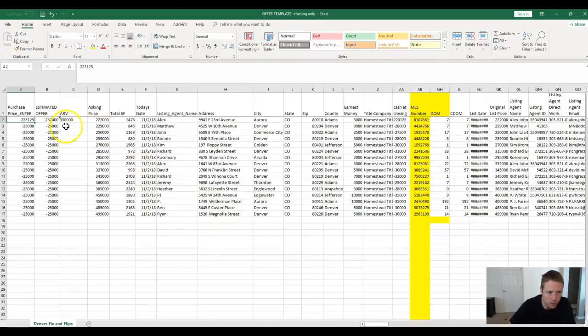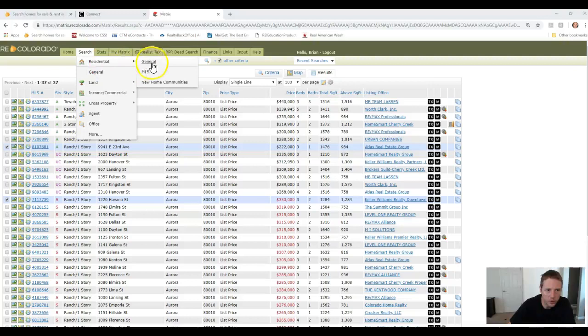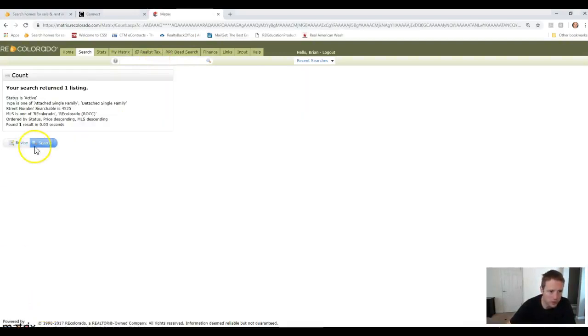All right, so we did the first property. Now we're going to move into the second property here, which is this 4525 10th Street. So again, go to residential, general. So what did I say? 4525, 4525. How many does that pull up? Pulls up one. I'm going to go ahead and select it.